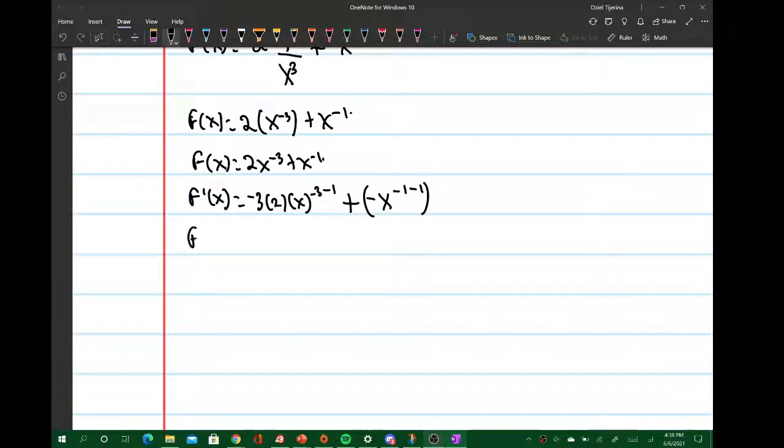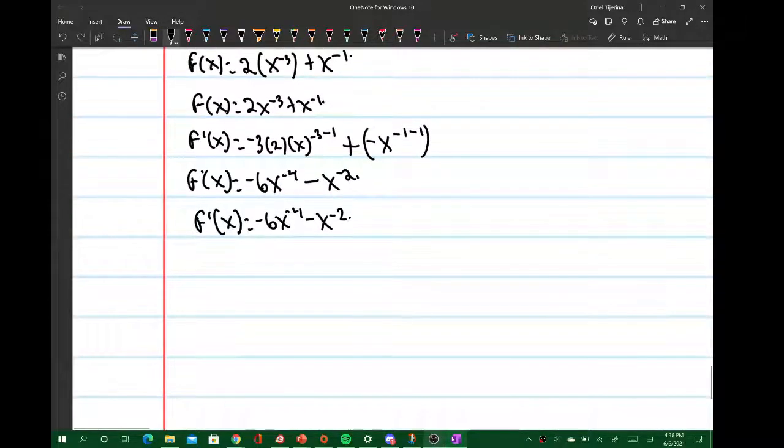So then you have f prime of x equals negative 6x to the negative 4 power, plus, or actually it would be minus, because we have negative x, minus x to the negative 2, right? So then your answer would be negative 6x to the negative 4 minus x to the negative 2. Now, if your professor or teacher wants it without any negative exponents, you're going to say the following.